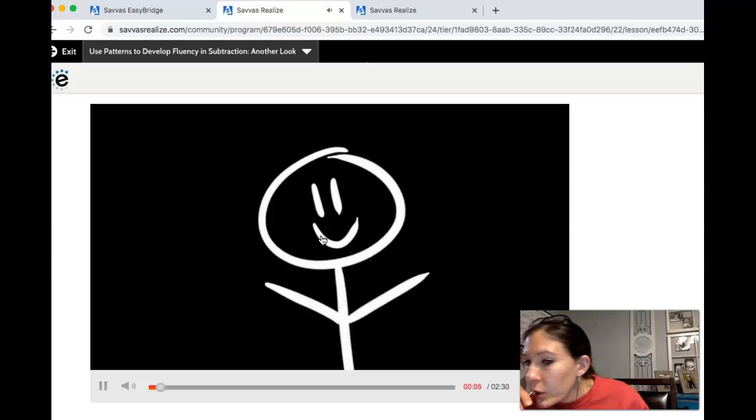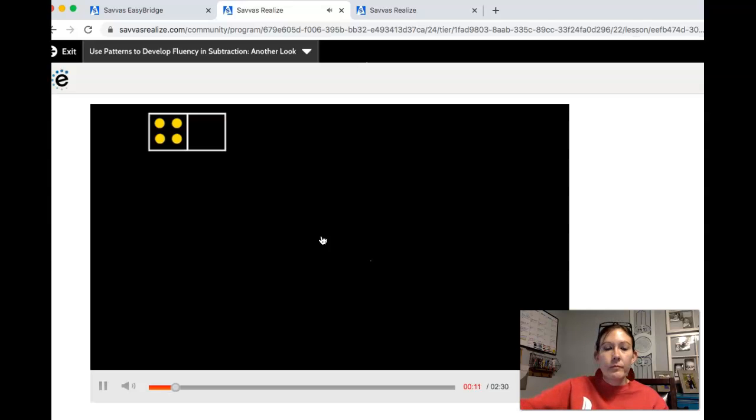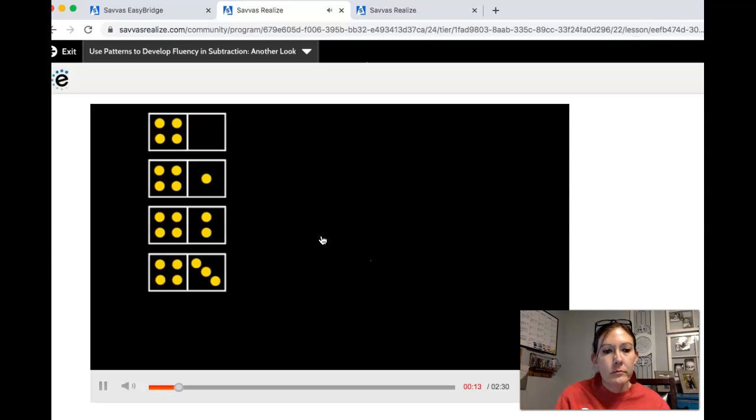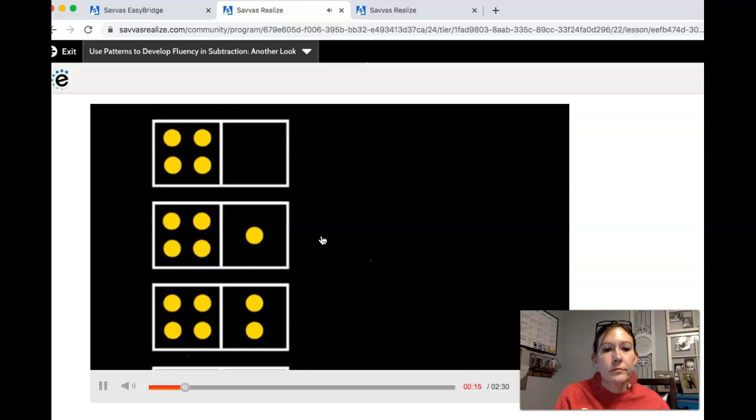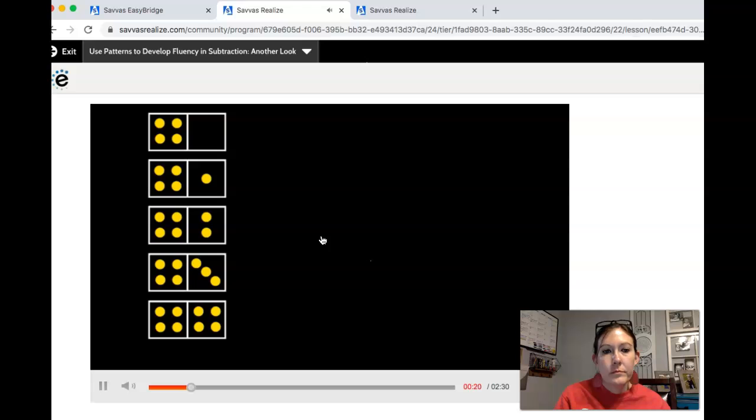Today, we're going to look for a pattern that might help us understand subtraction equations better. I've laid out some dot tiles. We'll use the tiles to model subtraction equations. Look at the top tile. It's the model for this equation. 4 minus 0 equals 4.